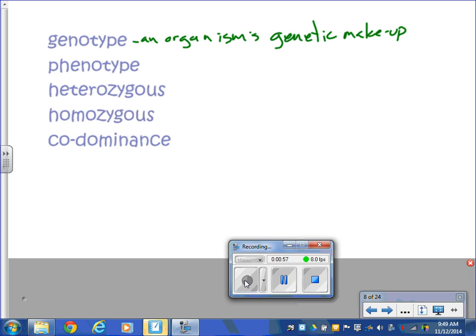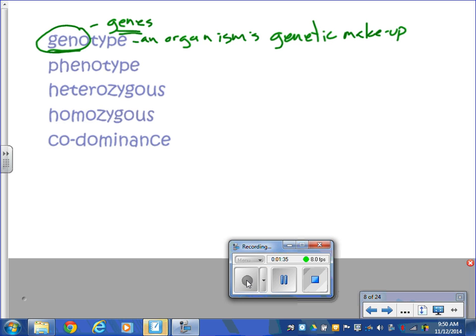Okay, so correct. The genotype is the organism's genetic makeup. Now, this is going to be very helpful because as we start doing our Punnett squares more and more, in our Punnett squares, you would say, what is the possible genotypes? So the genotype is what genes or what alleles does it have. That's how you remember genotype: what genes does it have. And so when we start talking about probability, I might ask, what is the probability of having a particular genotype?